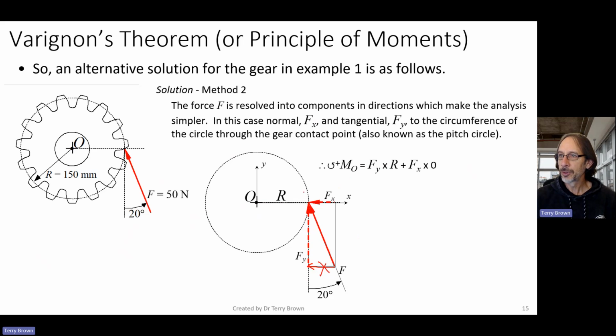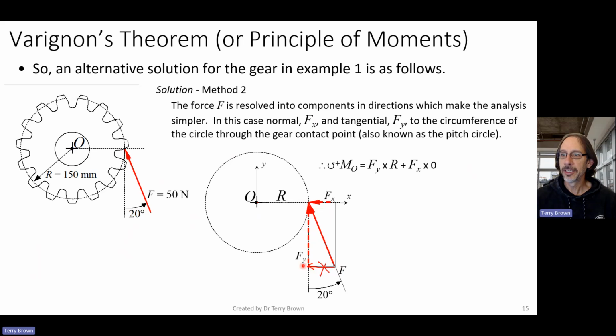So here we've got force in the y direction, perpendicular distance is just r, so we've got that. And then when we look at Fx, we say its line of action is through point O. So there's no perpendicular distance between point O and its line of action. Okay, so there's zero moment here.